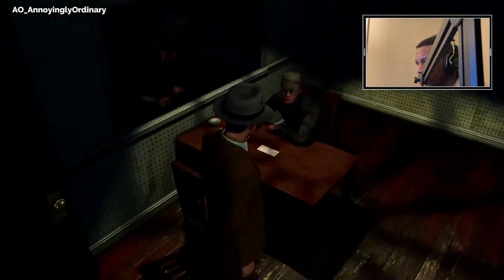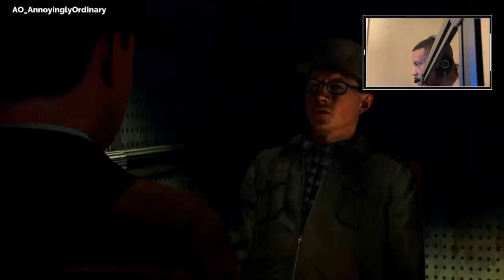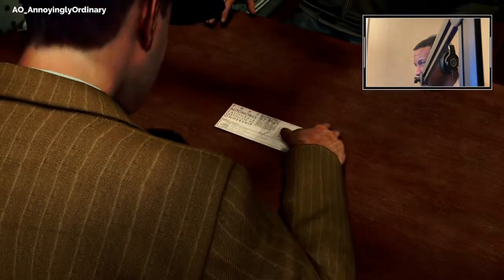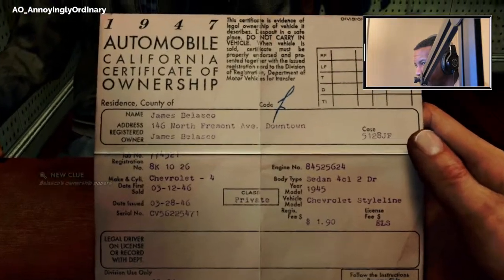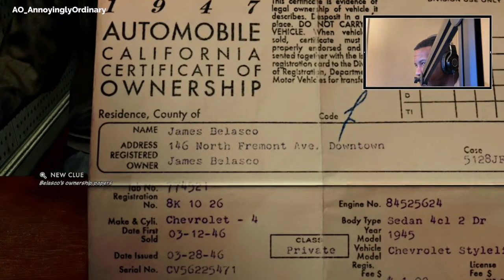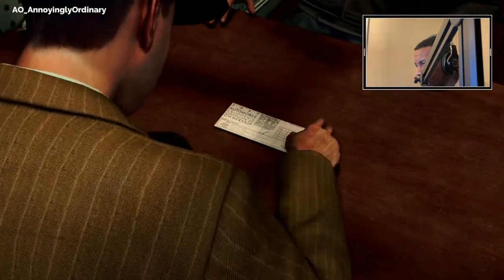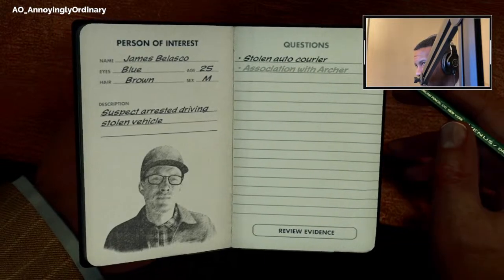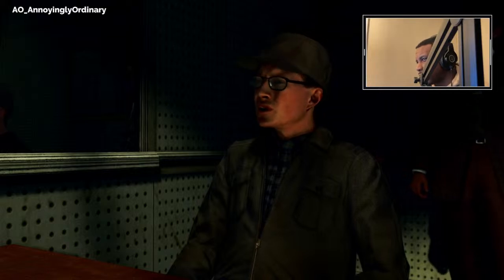Crummy bastard. What, bro? James Belasco? I want a lawyer. It's my car and I got the proof right here. Take a look for yourself. Not another one, bro. The paper is real enough, Belasco, but the car isn't yours. This pink slip is a forgery. Where were you taking the car, James? Blow it off, greenhorn. You'll get nothing from me.